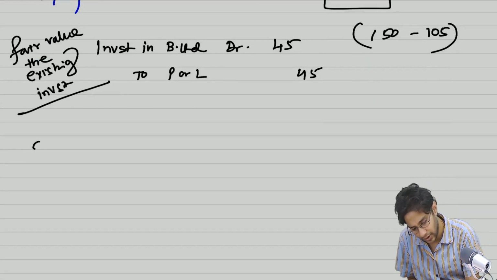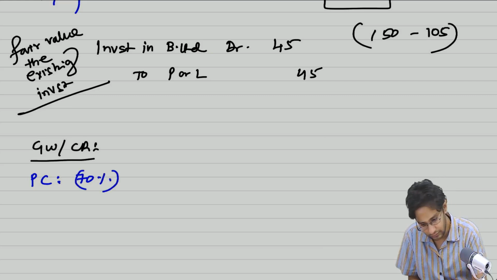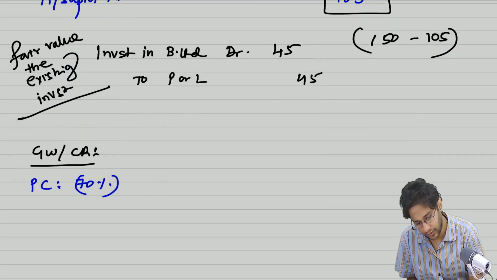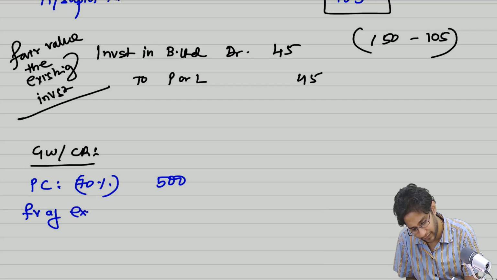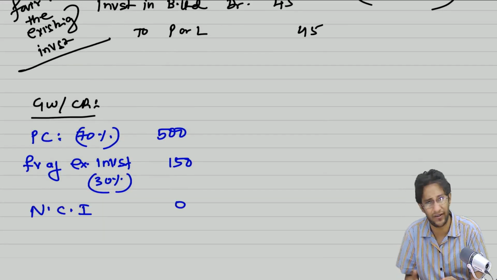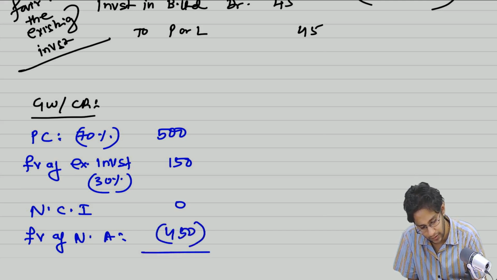Now what you will do is goodwill or capital reserve, now parent subsidiary relationship. PC, what you paid for your 70% shares today. Let us say you paid 500 rupees. Fair value of existing investment 150. NCI 0, for convenience I assume NCI 0. Fair value of net assets 450. So 200 rupees came. This is a goodwill.